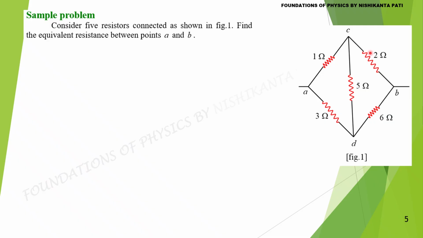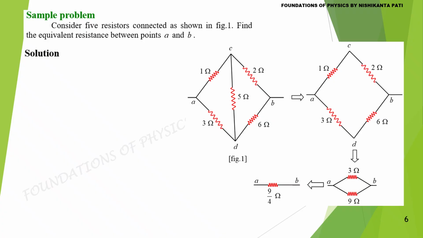So no current will flow through the 5 ohm resistor if a battery is connected between A and B. So this resistance can be removed without affecting the current distribution. Hence this circuit is equivalent to this circuit.